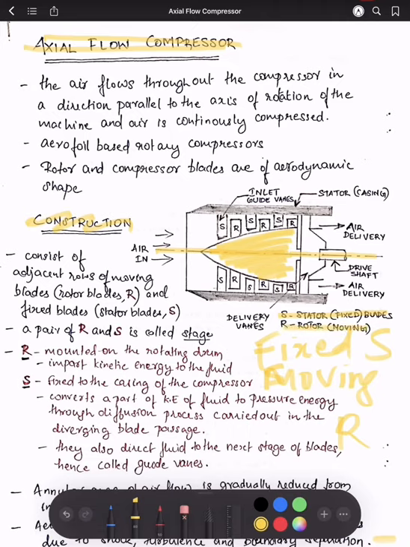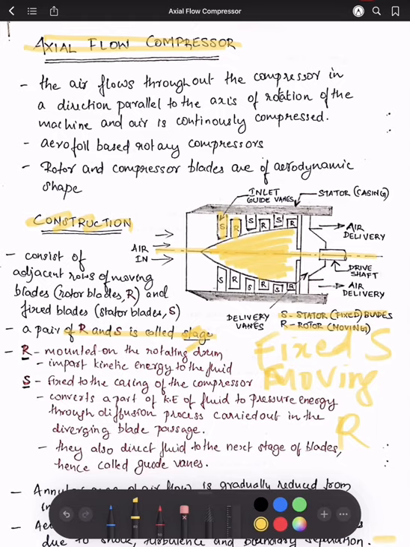Clear? Now it consists of adjacent rows of moving blades and fixed blades. So after a set of R blades there will be S blades. Understand that. A pair of R and S is called a stage. For example, this pair is called a stage. A pair of rotor blades and stator blades is called a stage. Clear?